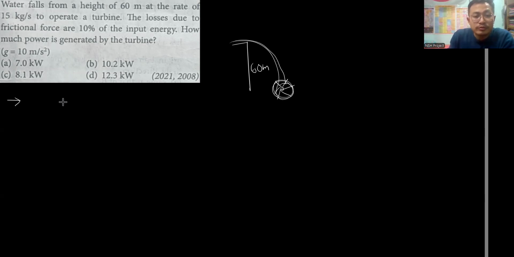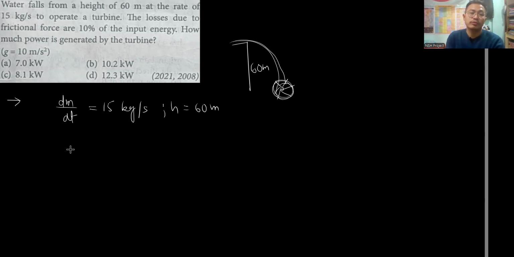So we have dm by dt, which is 15 kg per second. The height is equal to 60 meters. Height gives potential energy, which is mgh. Now the losses due to frictional force are 10% of the input energy. So friction takes 10%. How much power is generated by the turbine? All right, fine. Now the energy loses 10%, and then we find the power generated by the turbine.